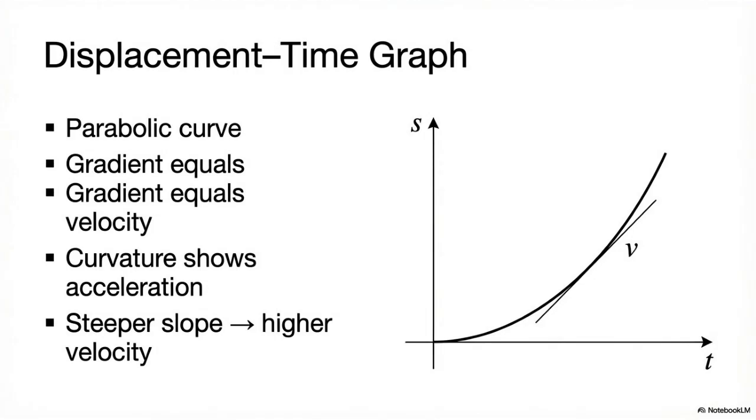When we look at the displacement time graph, we see a parabolic curve. The gradient of this curve at any point tells us the velocity at that moment, since the slope equals velocity. Because the curve is not a straight line but curved, this indicates that the velocity is changing over time, meaning there is acceleration. The steeper the slope at any point, the higher the velocity. So the curvature of the graph actually shows the presence of acceleration, with increasing steepness reflecting an increasing speed.